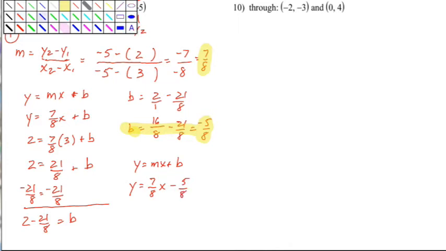Pause the video, give number 10 a try, then resume the video to check your solution.